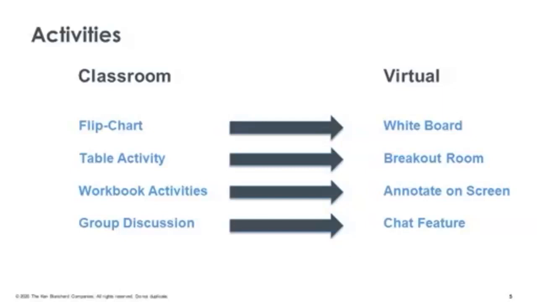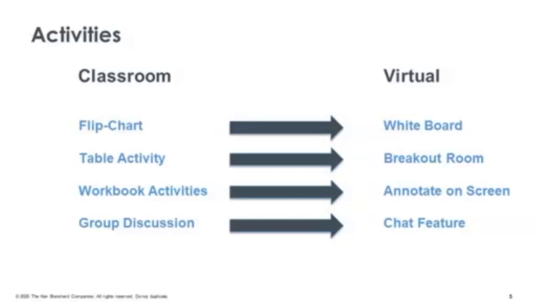If you have a table activity, the way you can do that in the virtual classroom is in a breakout. You can send 2 people to a private room to talk with one another, to collaborate with one another, to practice new skills or practice new conversations. Or you can put them into groups of 3 or 4, or small to medium-sized groups.